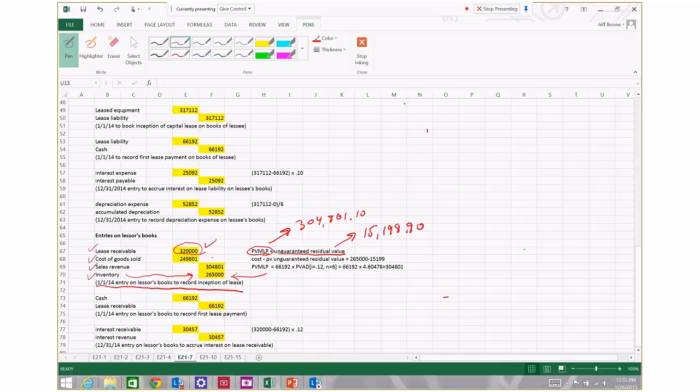The cost of goods sold account is going to be debited by the lessor at an amount that's equal to, let me clear out some space here before we continue so I'll have some room to write.